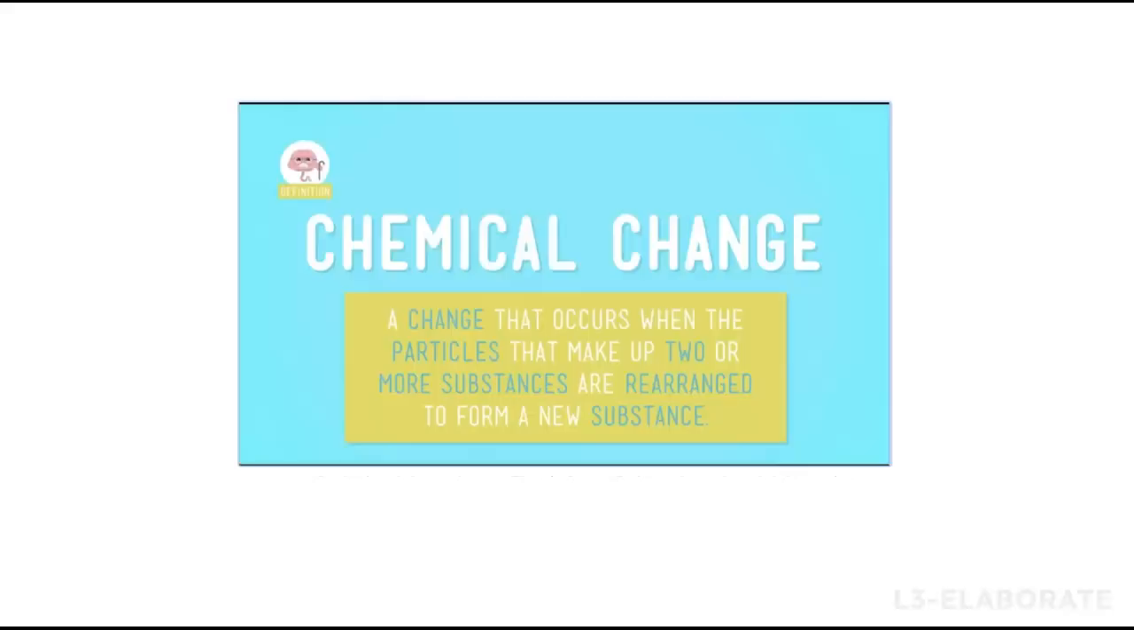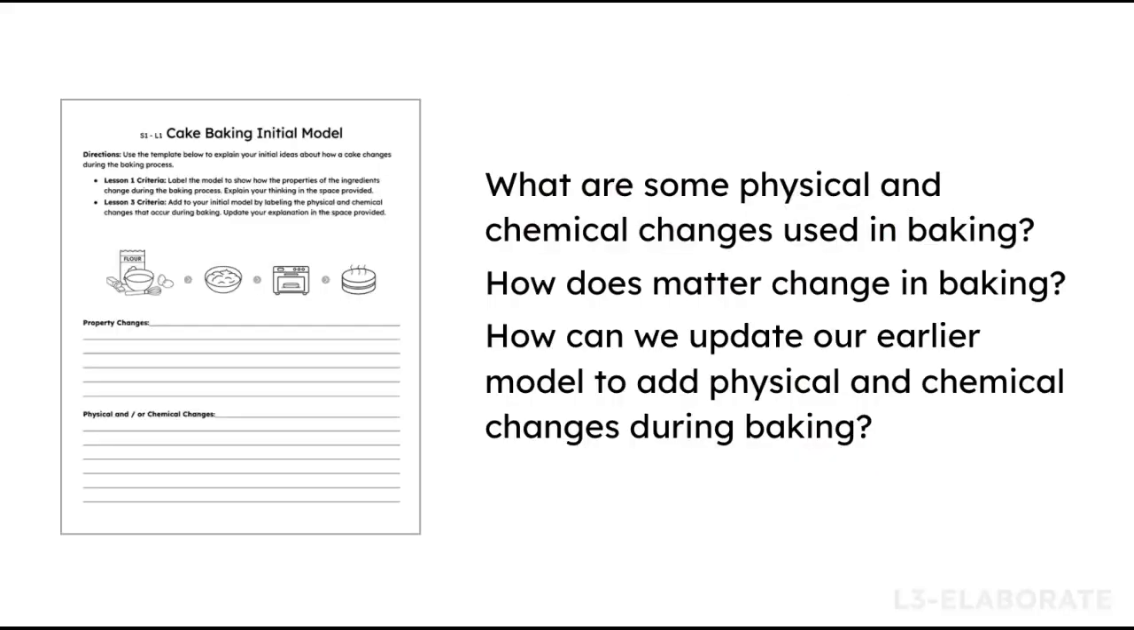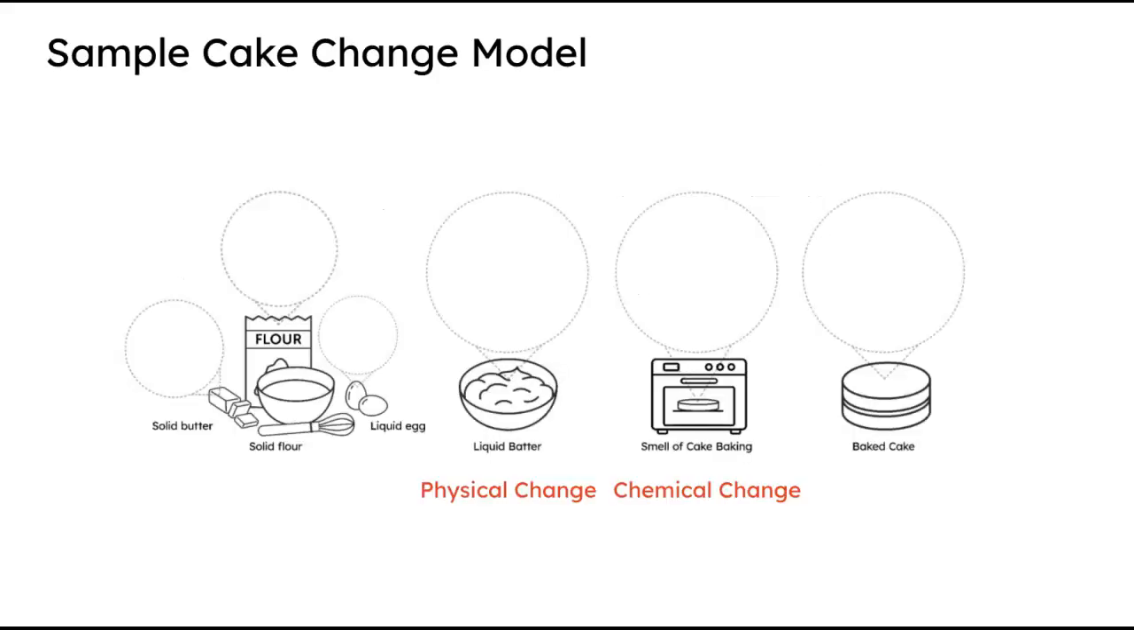For the Elaborate portion, you'll play the Kitchen Chemical Changes video and complete the summary chart discussion. As you wrap up the summary chart discussion, students will update the class model and include it in the summary chart. You'll have students update their models on the Cake Baking Model Template student journal page. The model should now include labels for physical and chemical changes.